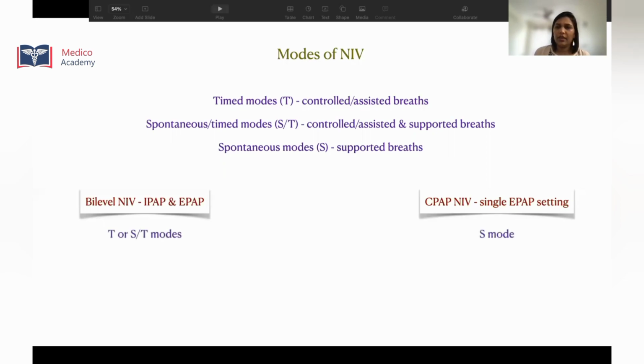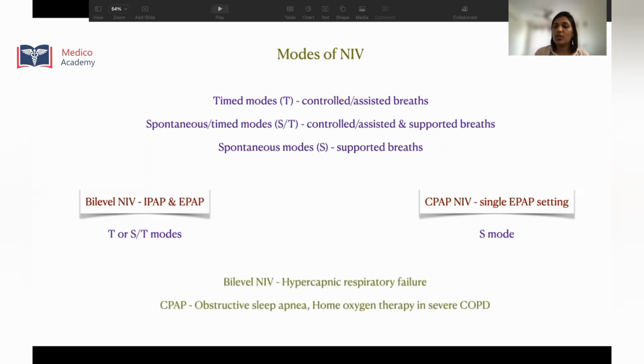So bilevel NIV modes are usually T or ST modes, and CPAP NIV is usually a spontaneous mode. The indications of these two kinds of modes are: a bilevel NIV can be used whenever there is a hypercapnic respiratory failure. Suppose a patient with COPD acute exacerbation comes with CO2 retention. Then in those cases, what we need to do is to let the carbon dioxide get breathed out. So for that, you need to increase the tidal volume and the minute ventilation of the patient. For this particular purpose, a bilevel NIV helps.